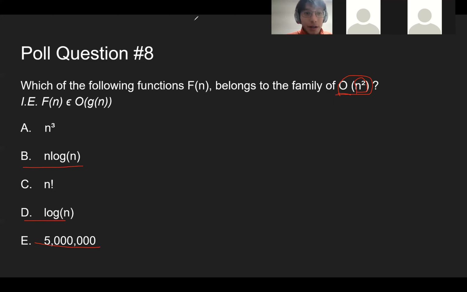That's right. Okay, so what if I said instead of big O, I said big omega, and I added an extra answer choice, like let's say answer choice F, which was just n squared, then what would the answers be? ACF. Yep, that's exactly right.